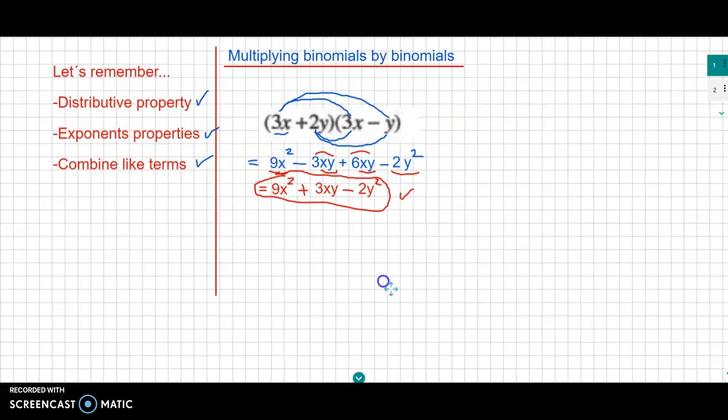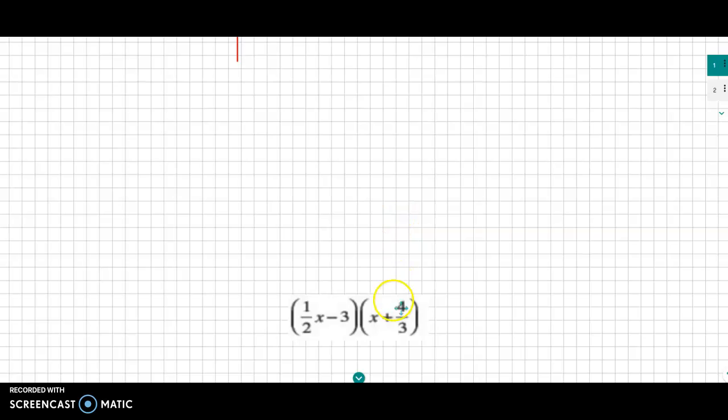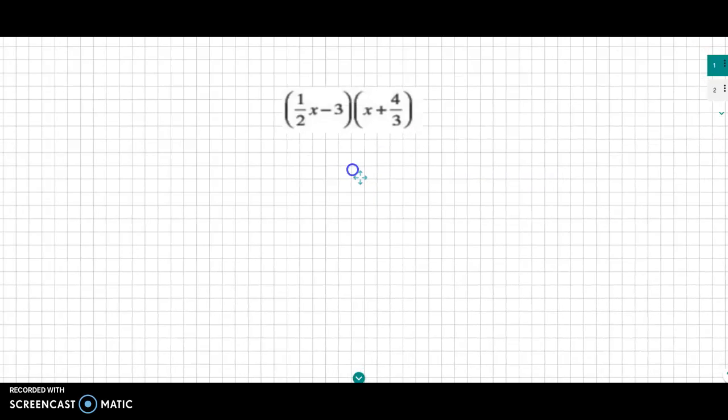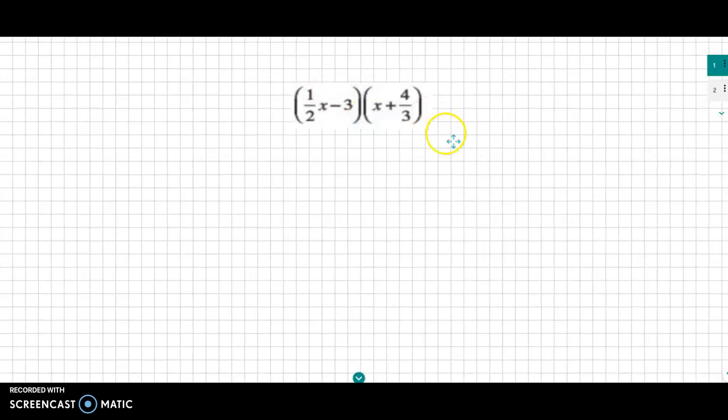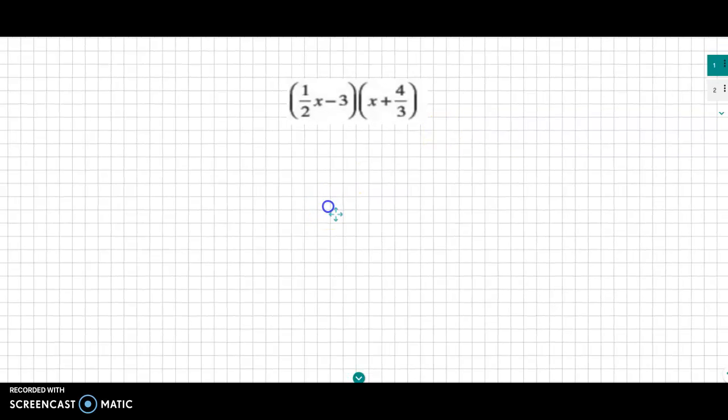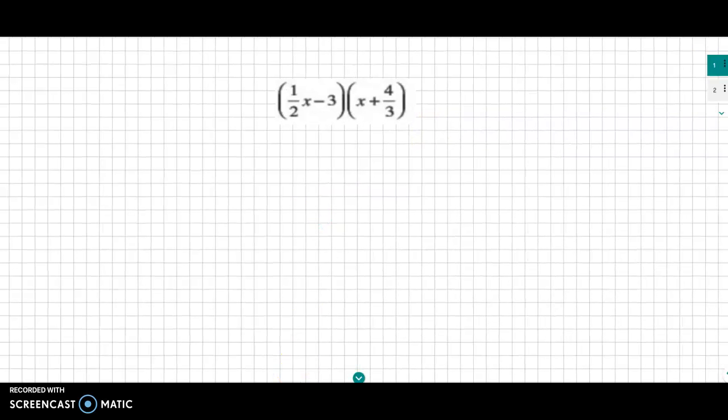So let's see another example. Now we have fractions. We can also find fractions in these cases. But the process is actually the same.